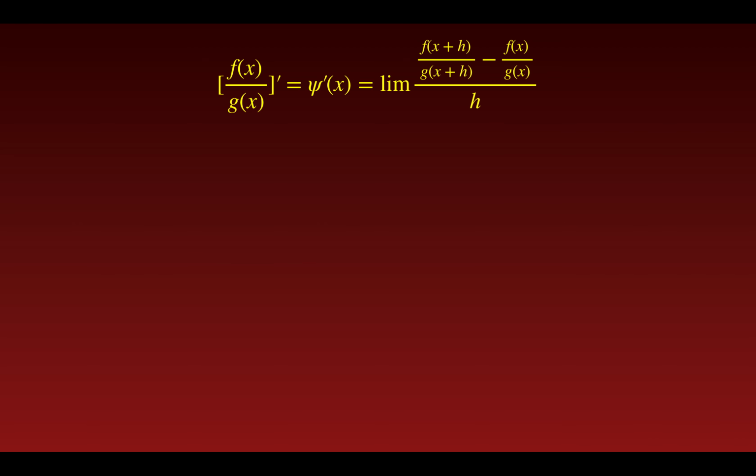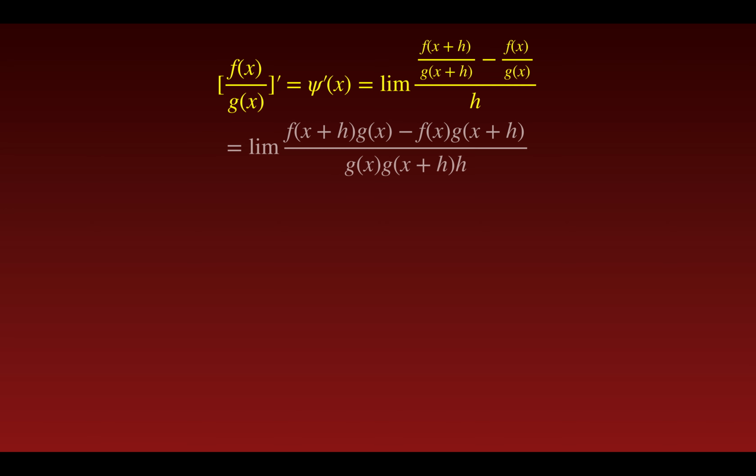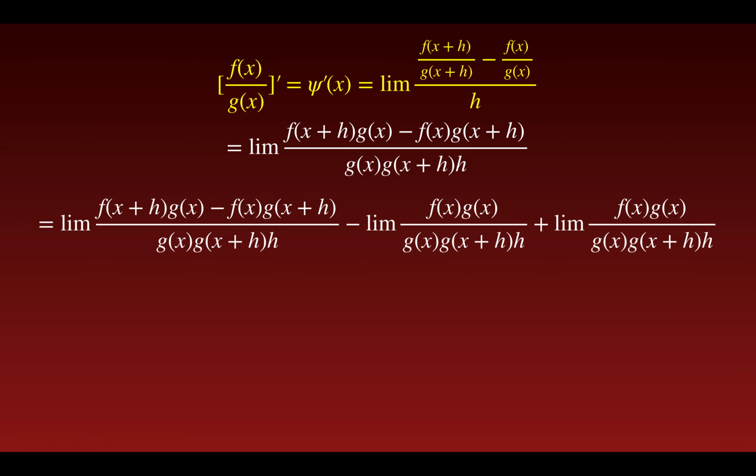Using differentiation by first principles and then simplifying the right-hand side by evaluating the subtraction in the numerator, we get this expression. From here, we must identify a term that must be added and then subtracted in order to simplify. This term is clearly f of x times g of x over the same denominator. Simplifying again, we get this expression.